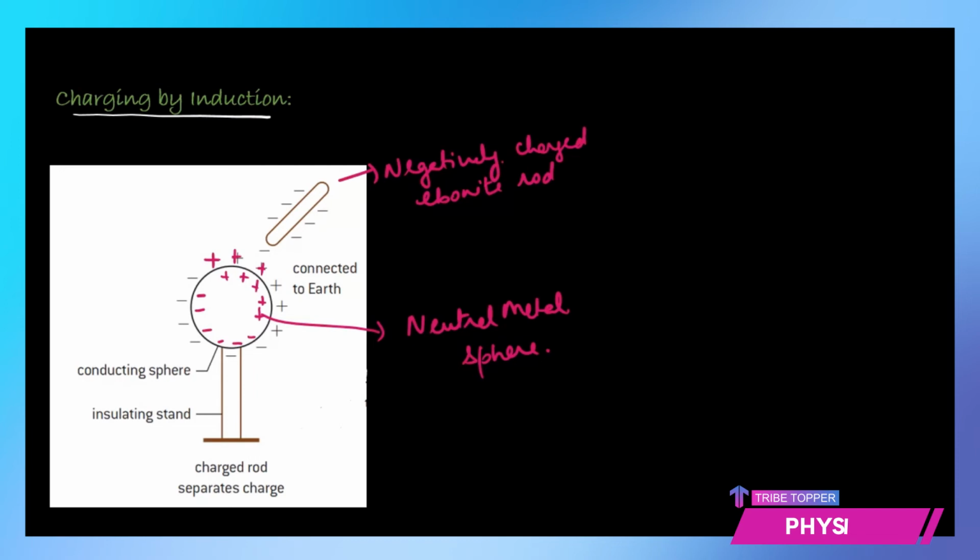Now, it's still not charged. Just the separation of positive and negative charges has happened so far. But the sphere is not charged yet, because if I remove this rod, all the positive and negative charges will go back to their positions and the sphere will be neutral again. But our purpose is to charge this sphere. So what should we do in the next step?